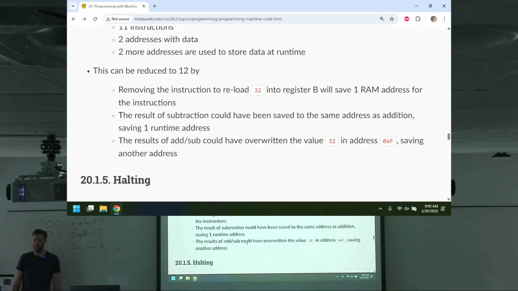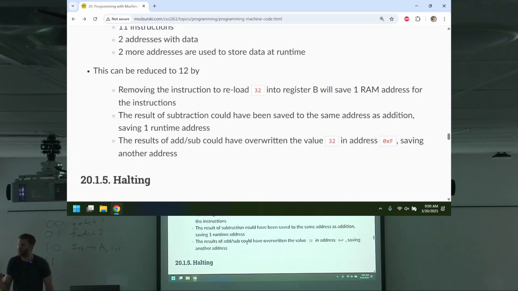I could have put the result of the addition into address D, output it, and then put the result of the subtraction into address D, output it. I could have overwritten the 31 because I didn't need to actually keep it. So I could have saved a memory address there.